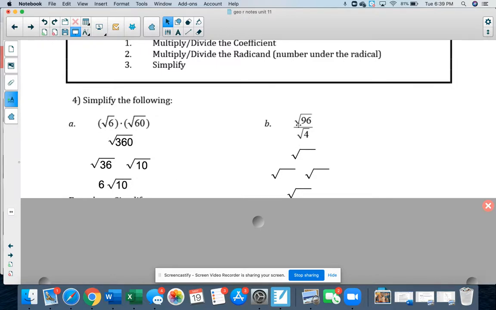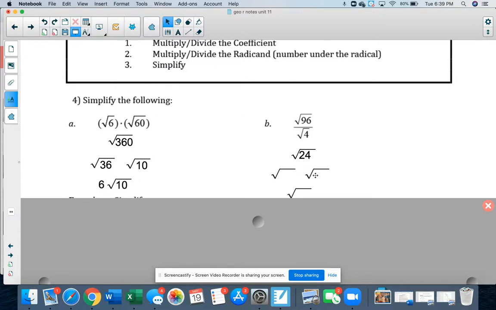Now, if I'm dividing, again, there are numbers in front of this. The coefficients are just 1. 1 divided by 1 is 1. 96 divided by 4 is 24. So this is the square root of 24. Then think about how you're going to simplify that.